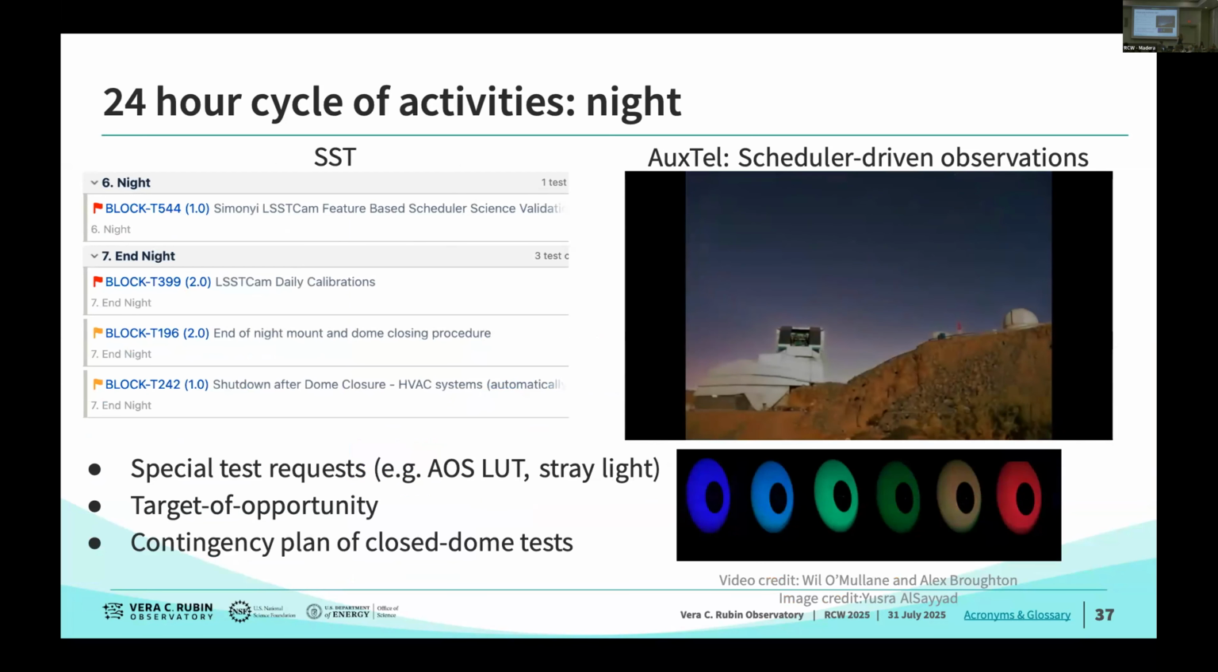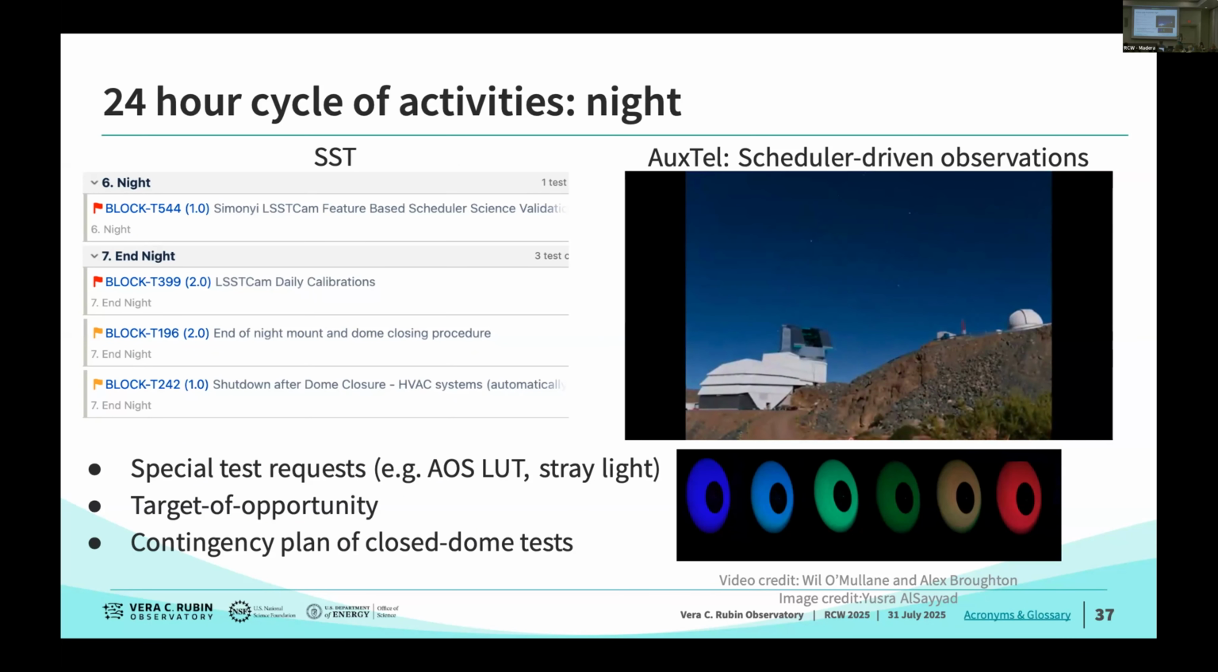Then as we proceed to the early night, there's a 2-hour period of overlap between the daytime observing specialists and the nighttime observing specialists. This is for continuity of observing and to transfer any of the details from the daytime to the nighttime observing specialist.